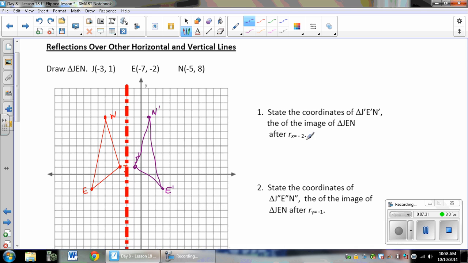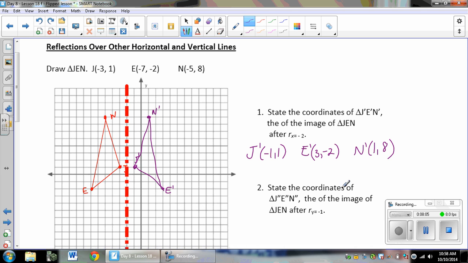All right, now I have to state the coordinates. Now what's important here is when you state the coordinates of J prime, E prime, and N prime, that you're counting your coordinates from the origin and not from this line you just drew. So J prime is left 1, up 1. So J prime is -1, 1. E prime is 1, 2, 3 to the right and 2 down. So 3, -2. And N is 1, 1, 2, 3, 4, 5, 6, 7, 8. So N prime is 1, 8.